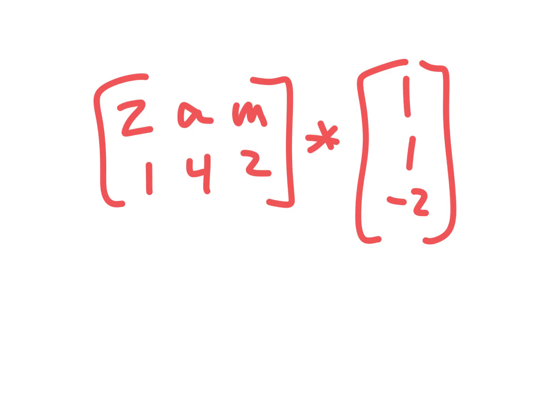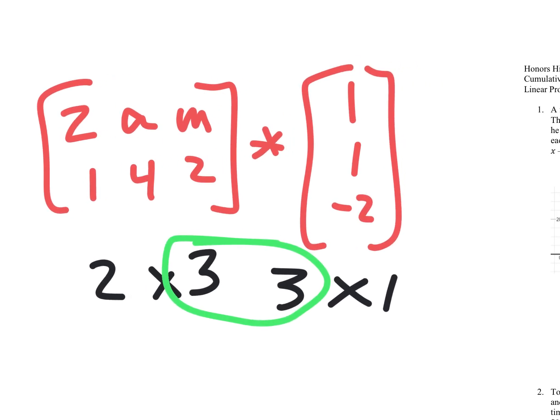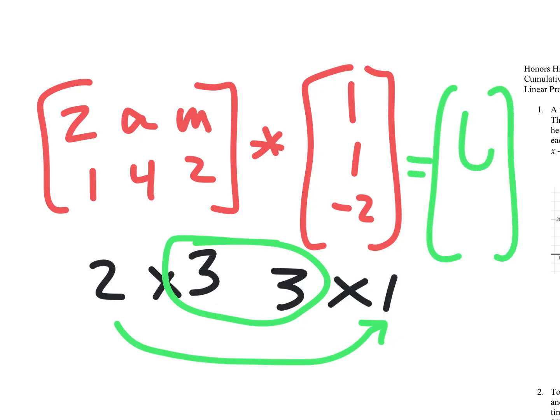Alex, what's that first matrix? 2 by 3. And the second matrix? 3 by 1. So it does work. And the answer will be, Jaron, how do we figure out how big the matrix is at the end? Very good. So it'll be a 2 by 1. So everybody make 2 boxes like that.